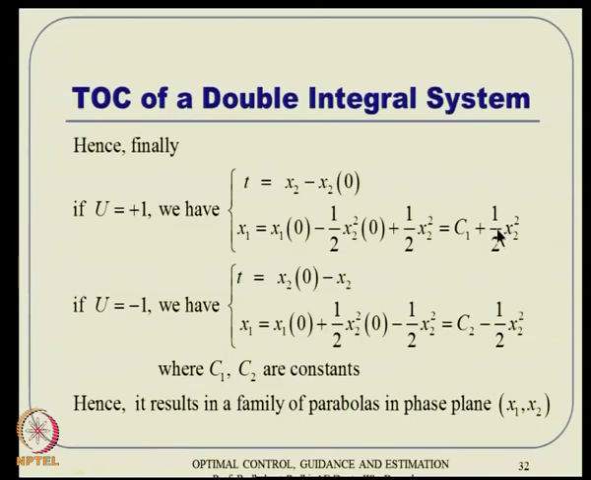Irrespective of that, you can see that x1 is equal to C1 plus half x2 square, or x1 is C2 minus half x2 square. These relationships are nothing but families of parabolas in the phase plane. The constants depend largely on the initial condition values. Essentially, depending on the initial condition where you are in the phase plane, and the phase plane is nothing but a plot between x1 and x2, you end up with this type of parabola or that kind of parabola.